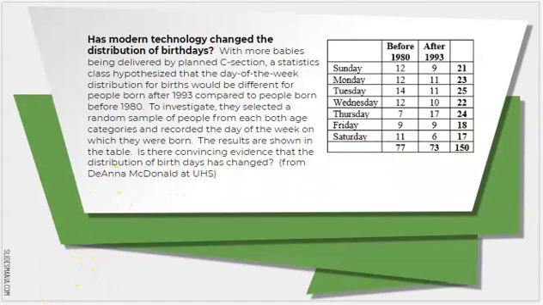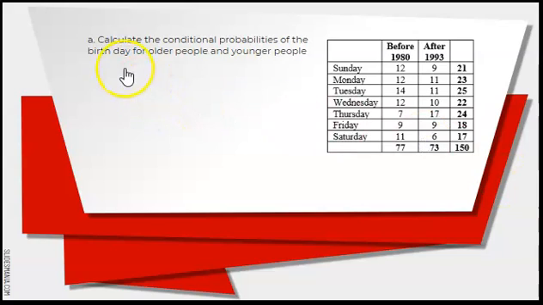Okay, so let's do part A. A says to calculate the conditional probabilities of the birthday for older people and younger people. So, conditional probabilities, we did these way back in chapter 1, but you're going to take, like this 12 right here, and divide it by the total of the group born before 1980. That's the condition. The age group is the condition in this case.